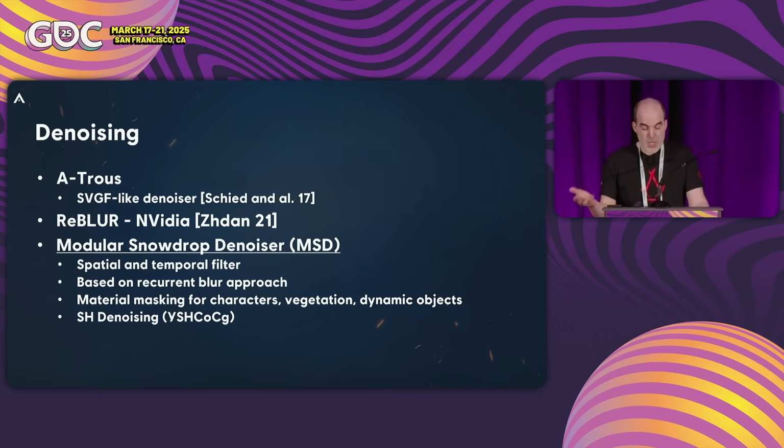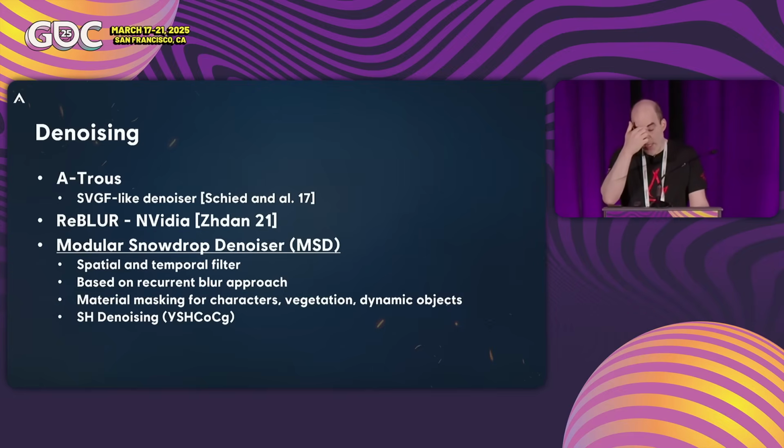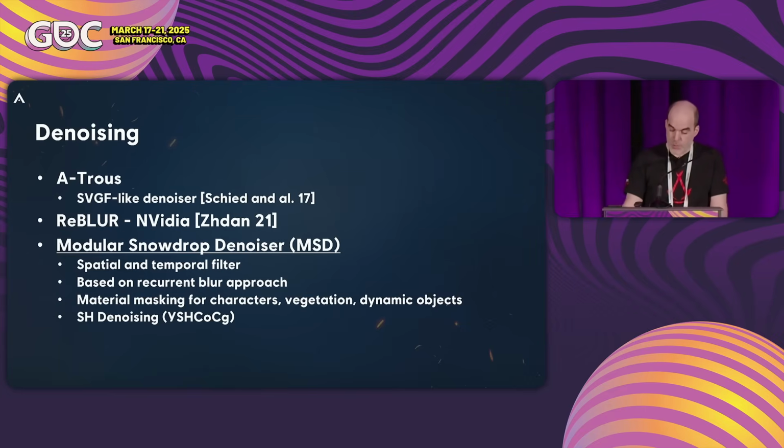So it is a spatial and temporal filter based on a recurrent blur approach, exactly like ReBLUR. But we also support material masking for characters, vegetation, and dynamic objects, with specific heuristics to handle disocclusion challenges and so on. And we also support spherical harmonics denoising. For this, we store the signal in YCoCg, with Y being a spherical harmonic.